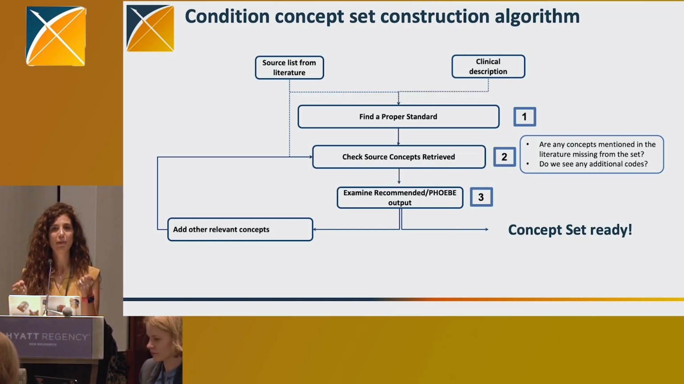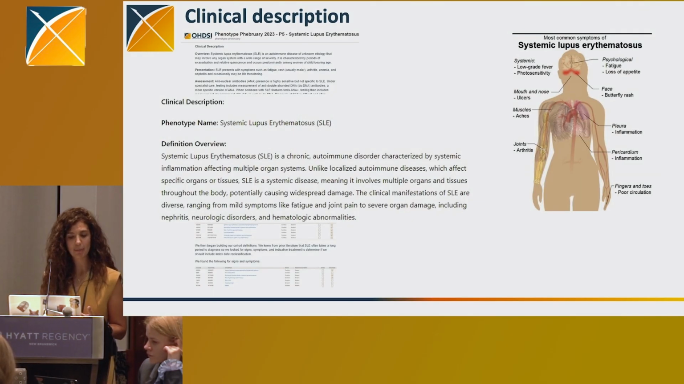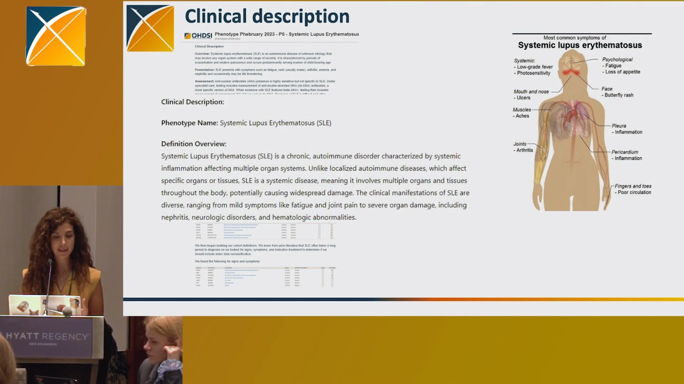And so you need something that describes your intent. So let me give you an example. The workflow is you have those two. Then you're going to use Atlas as your open source tool to start using those two to start compiling your concept set. Okay, so here's an example of a clinical description as your input for SLE.